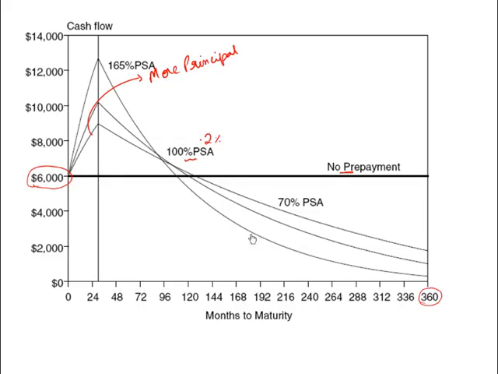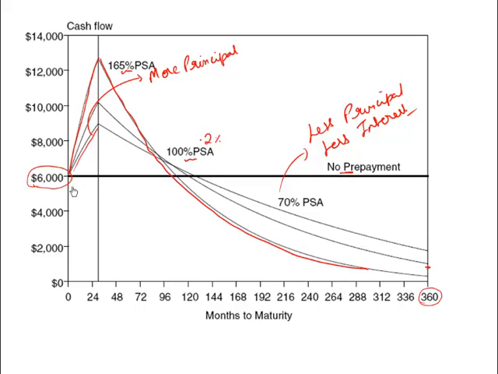But they will be lower in the later periods as most of the principal has also been repaid, as we paid more upfront, and since the outstanding is lower, there will be less interest coming as well. So with 100% PSA, the cash flow profile would look something like this. With a 165% PSA, even more principal has been paid upfront. So even less would be the cash flows in the future. With a 70% PSA similarly, it would be lesser prepayments initially, so more cash flows relatively in the future, but still lesser than the no prepayment cash flows. So this is the concept of prepayment and how prepayment affects the cash flows from a bond.